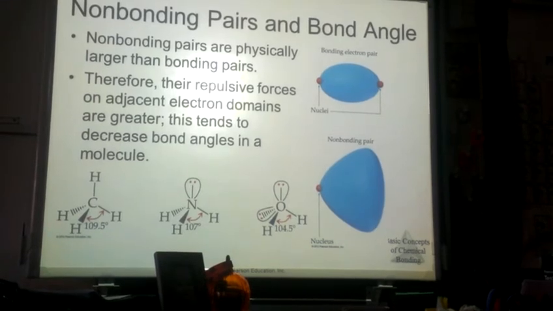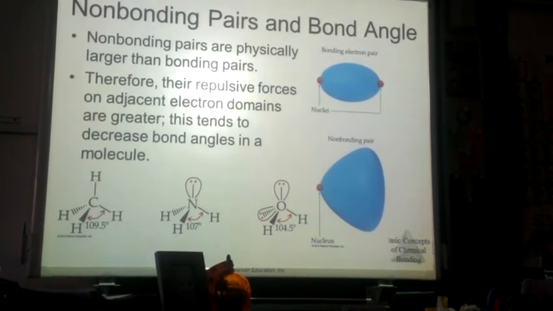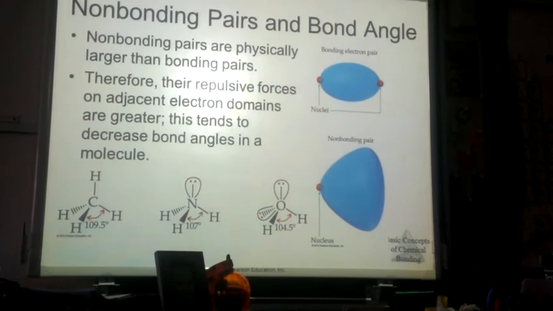A really good question that I would see on an FRQ would be to describe the bond angle in ammonia. They would want you to say that it would be less than 109.5 because non-bonding pairs are physically larger than bonding pairs are. Because of that, that repulsion is going to lower or decrease the bond angle between the actual bonds, the bonding pairs, okay?